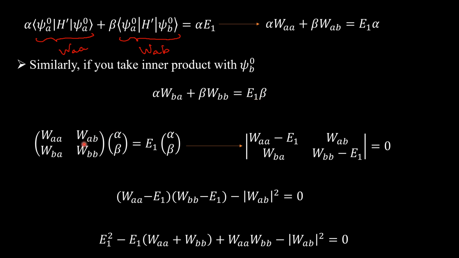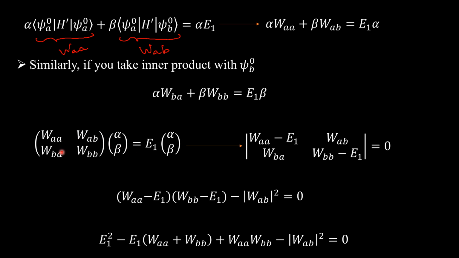Now you can write this in matrix form. First row, first column WAA, first row, second column WAP; second row, first column WPA, and WPP. Then you multiply this by a column matrix alpha, beta. Same thing on the right hand side: E1 multiplied by the column matrix alpha, beta. Then if you multiply, you will get WAA alpha plus WAP beta equal to E1 alpha. The same for the second row: WPA alpha plus WPP beta is equal to E1 beta.